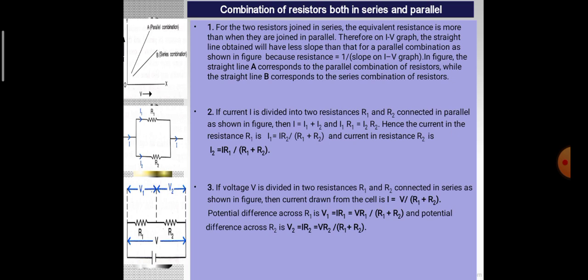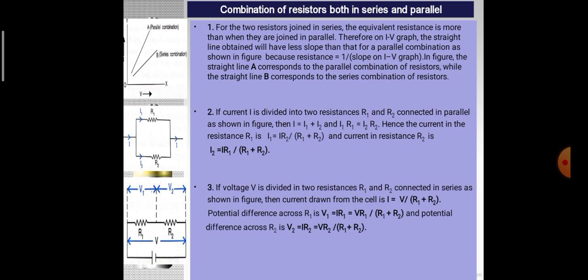Second case, if current I is divided into two resistances R1 and R2, which are connected in parallel as shown, then I is equal to I1 plus I2 and I1 R1 is equal to I2 R2. Hence, the current in the resistance R1 is given by the formula I1 is equal to I R2 by R1 plus R2, and current in resistance R2 is I2 is equal to I R1 by R1 plus R2.